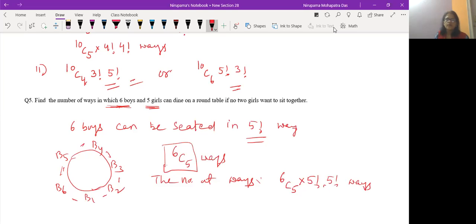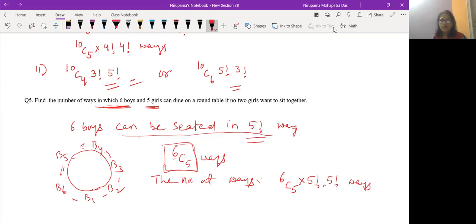Is it clear? I'm just repeating: 6 boys, because here there is no restriction, we make them sit around the round table in factorial 5 ways. So we have 6 seats but 5 girls. For 5 girls we need 5 seats. So out of 6 places you can select 5 places for girls. Selection of 5 places out of 6 can be done in 6C5 ways.